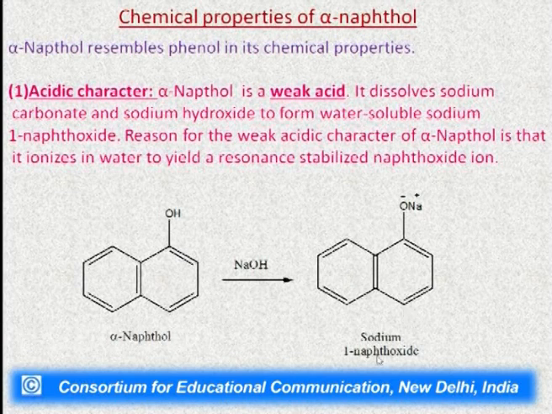You can see in the reaction here, this is the alpha naphthol. It reacts with sodium hydroxide to give us sodium 1-naphthoxide. This is a weakly acidic hydrocarbon. It ionizes in water to give us the resonance stabilized naphthoxide ion.